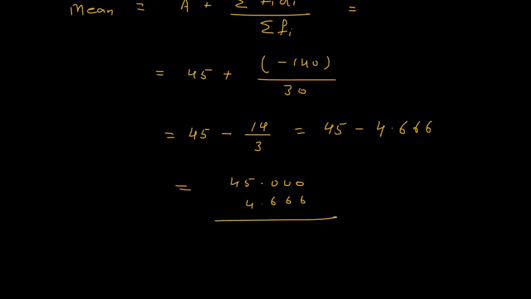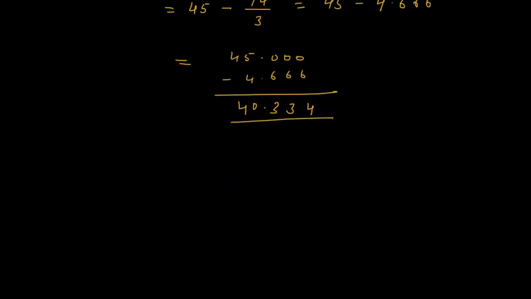4.666, you subtract. Here you will get 4. Once you take a carry, this will become 10 minus 6, 4. It will become 9. 9 minus 6 is 3. 9 minus 6 is 3. Here it will become 4. 4 minus 4 is 0 and 4. And you round off this value, you will get 40.33. So mean equals 40.33.